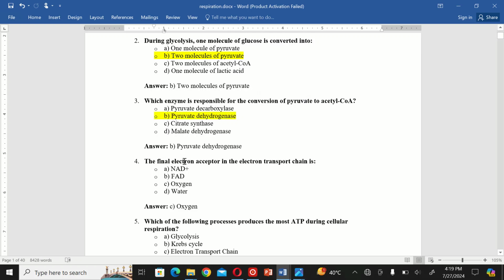The next MCQ is: the final electron acceptor in the electron transport chain is A. NAD plus, B. FAD, C. Oxygen, D. Water. So the correct option is C.